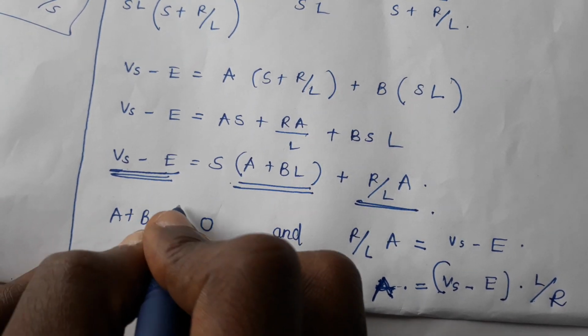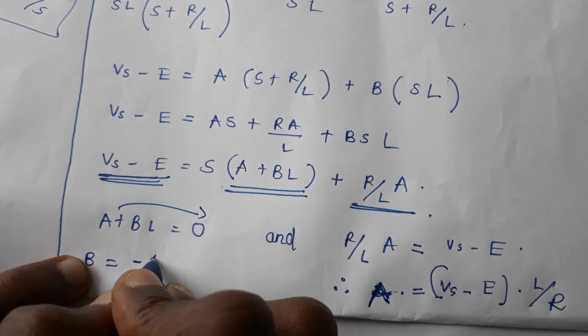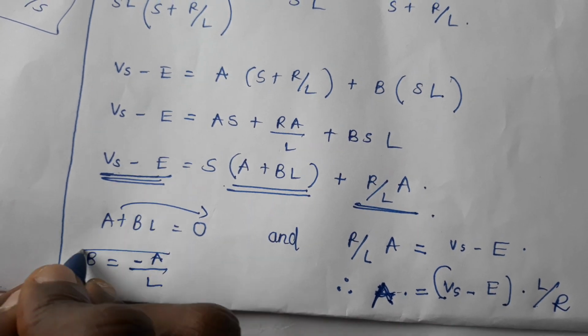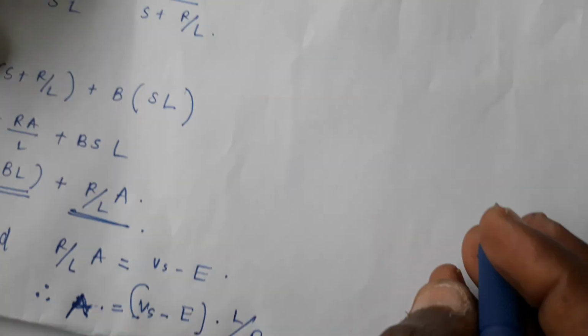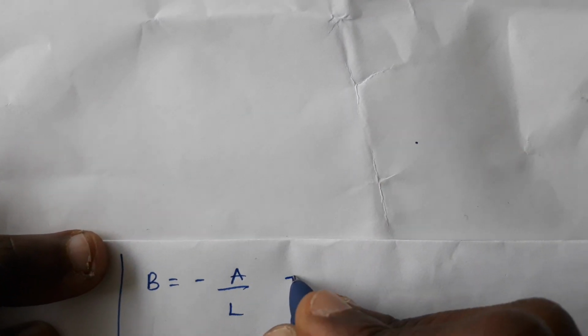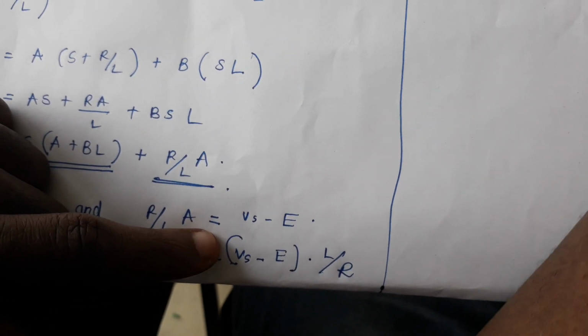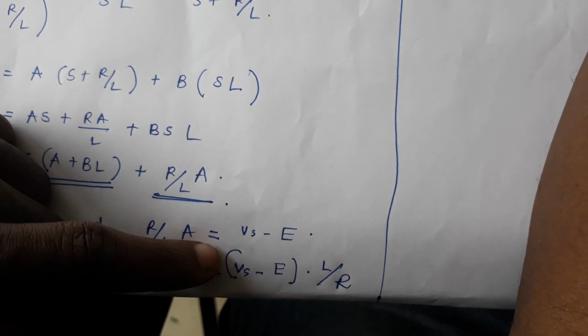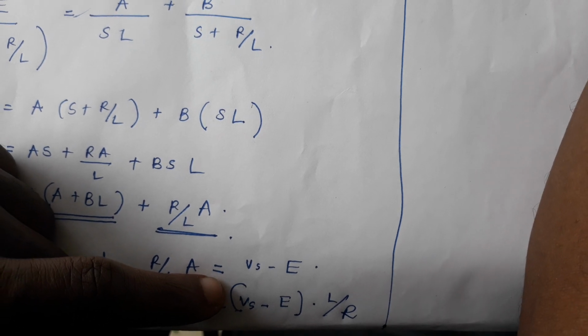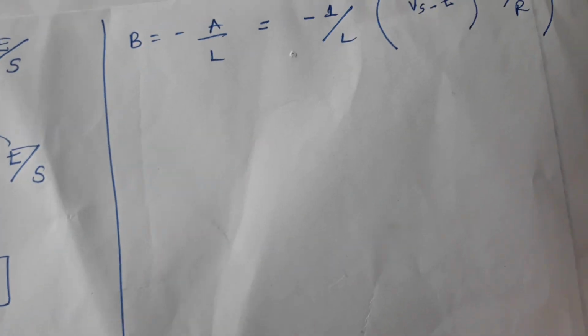Okay, then from here, we can get B. B will be minus A over L. Now, given that B is equal to minus A over L, we are going to have minus 1 over L, then the value of A that you obtained was Vs minus E, isn't it? Multiplied by L over R. So you can have such.